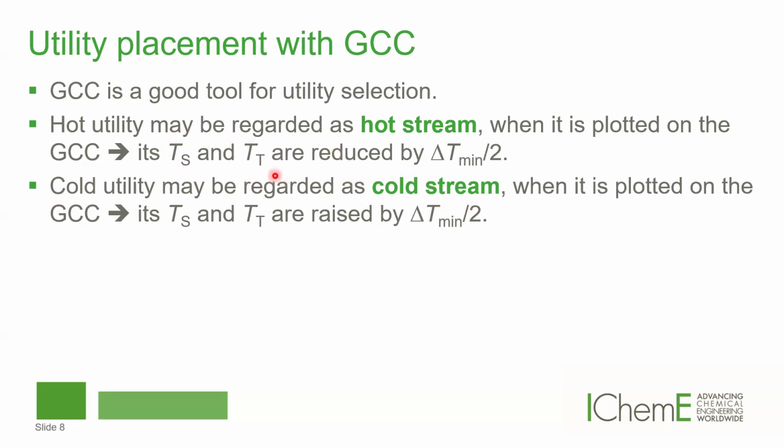So it's important to note that for the hot utility stream, the temperature should be reduced, while for the cold utility stream, the temperature is raised by half delta T min. So please note that important distinction when you're plotting the utility on the grand composite curve. Let's demonstrate that in the next example.